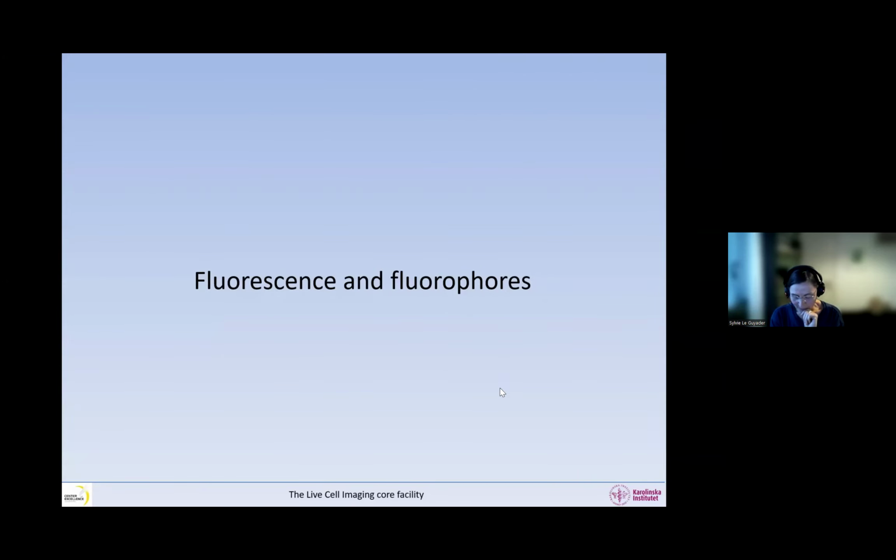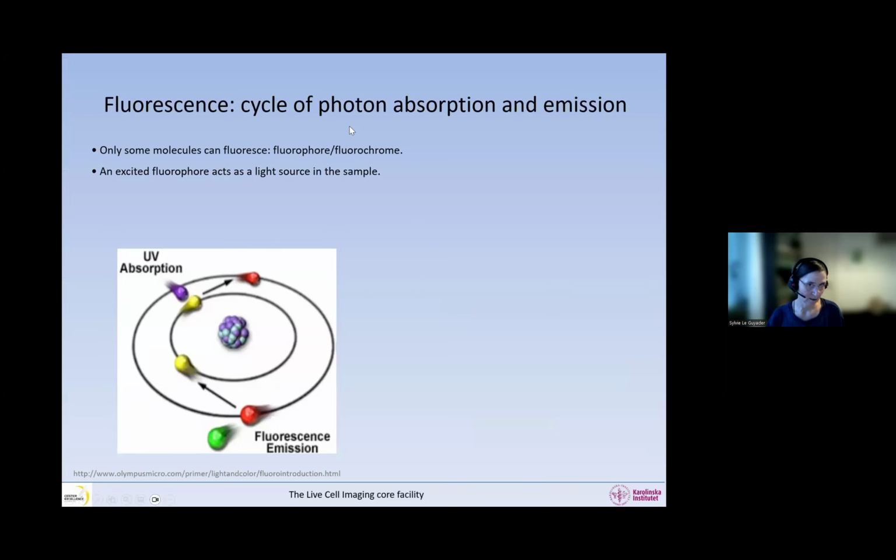Okay, so I'm going to give this short lecture about fluorescence and fluorophores, the different types of fluorophores, and a little introduction about fluorescence. So fluorescence is a cycle of absorption and emission of photons. Only some molecules can fluoresce. They're called fluorophores or fluorochromes. And what happens is that the molecule absorbs a photon of a certain wavelength, and then it gets excited. There's all sorts of excitement and shaking and vibrations, and then some energy is lost, and then the molecule spits out a photon of a different color, which has less energy because of these vibrations.